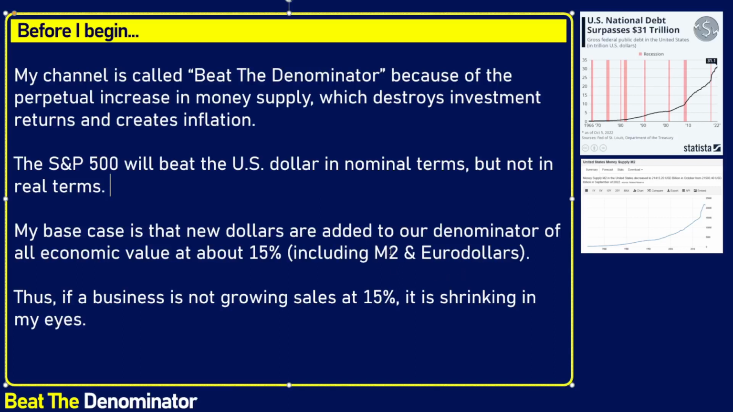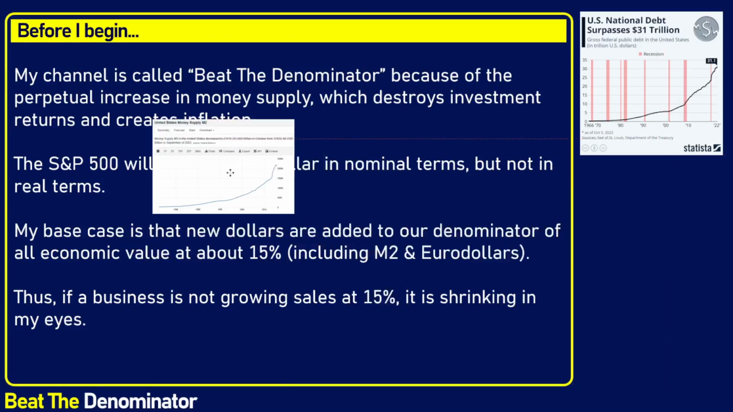If you include both M2, which is what is discussed the most, but you also have to include eurodollars, because the eurodollars held outside of the US flow back into the US economy. So our denominator of all economic value, the US dollar, is growing at a 15% clip. That is my base case. And thus, if a business is not growing sales at 15%, in my eyes, it is shrinking.